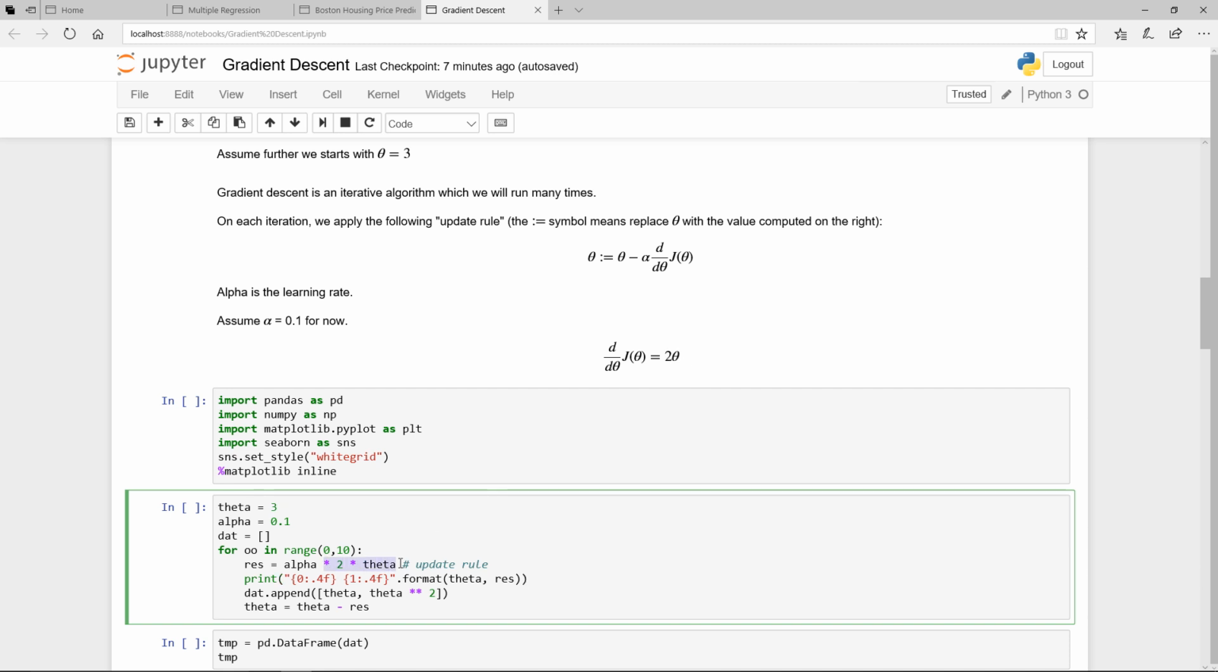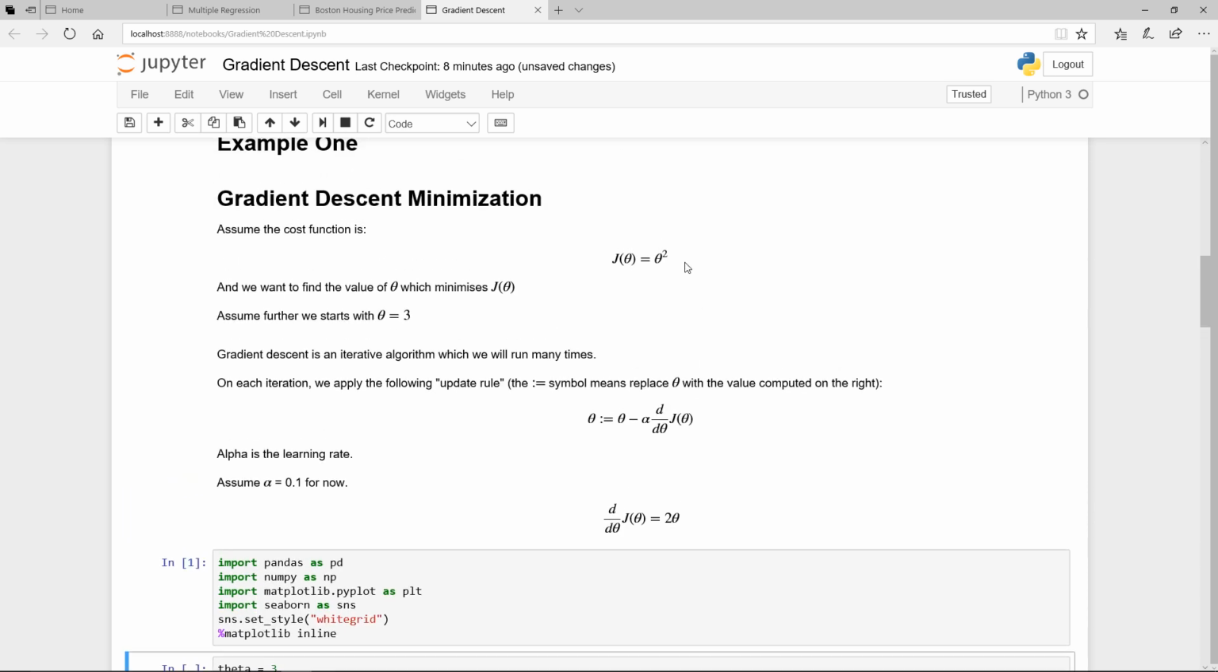So this portion, this 2 times theta here, is basically the derivative. Alpha here is actually this term here. So that's our learning rate. So this part here is really printing the actual result of each theta, starting from 3, followed by what the actual result is from this, and we repeat. And we store the actual value of theta as well as theta squared.